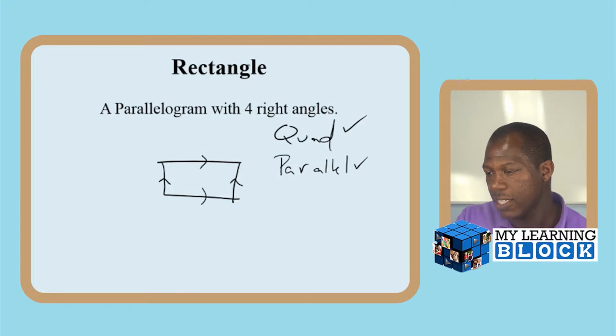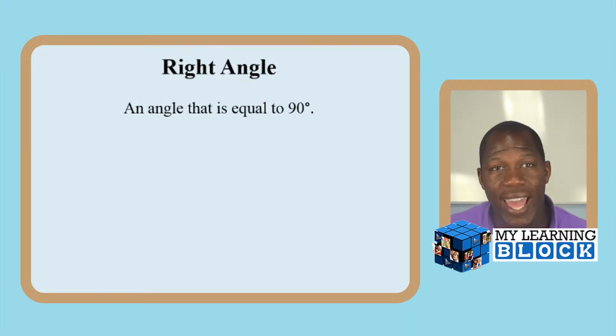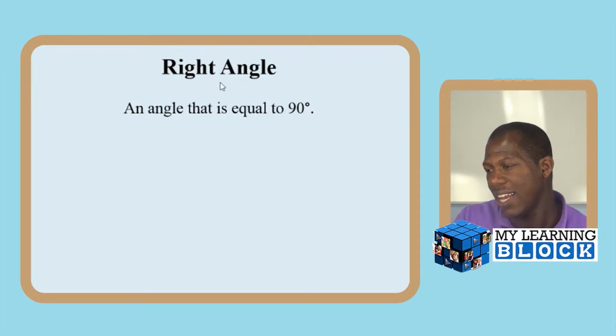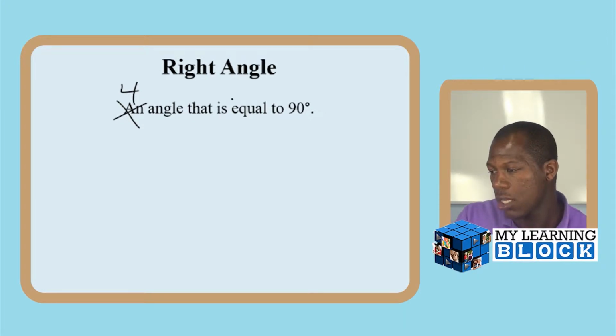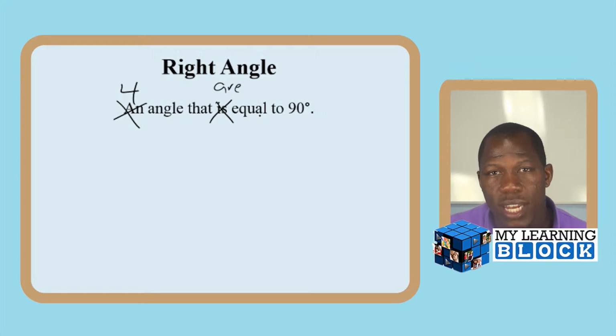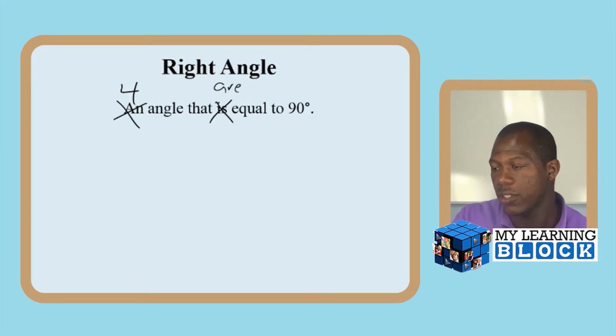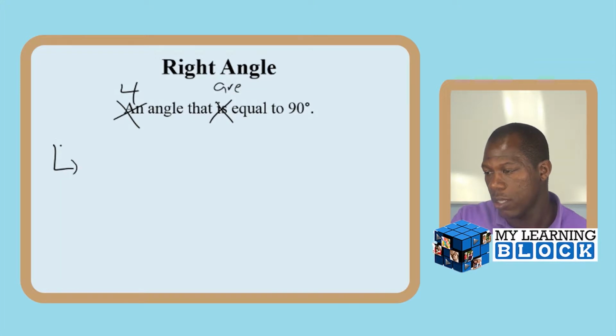And now the next important part about a rectangle: it has four angles that are equal to 90 degrees. 90 degrees, or they form the shape of an L. 90 degrees right there, box.